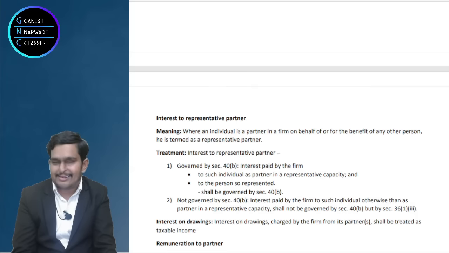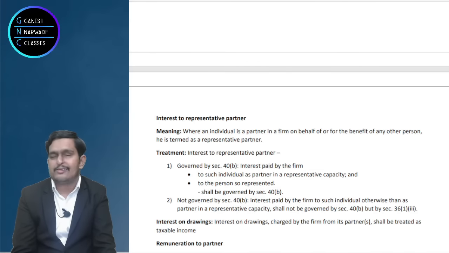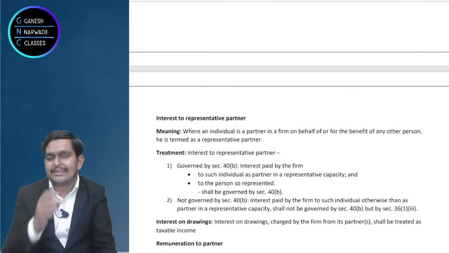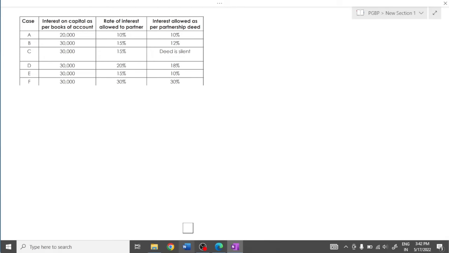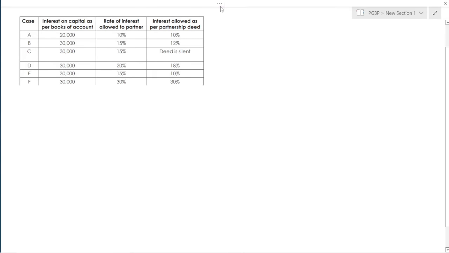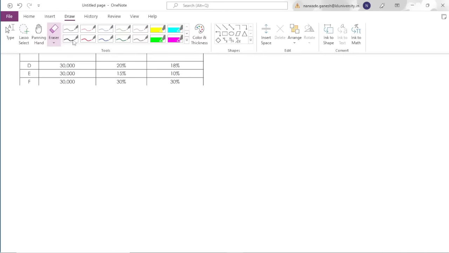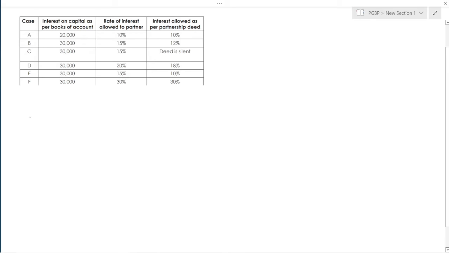Absolutely yes. Okay. Shall we do some problems on interest to really understand practically how it happens? Shall we? Yeah. Now, what is the interest allowed as deduction under section 40B and what is disallowed? That we are going to compute in this problem. So let's see case A.